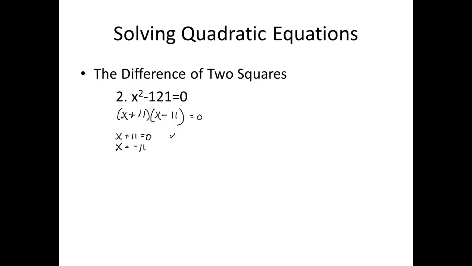This product is 0 when one of the factors is 0, so either x minus 11 equals 0 or x plus 11 equals 0. And if you solve those, you get x equals 11 or x equals negative 11. So if you can do it by factoring, that procedure works quite well. We'll now go on to, as I said, our next presentation, which will cover using the quadratic formula.